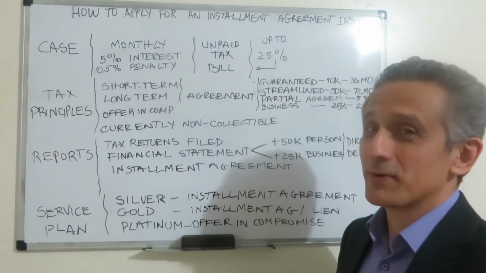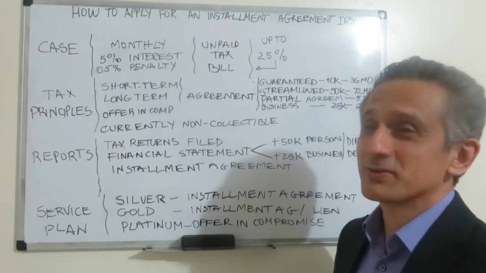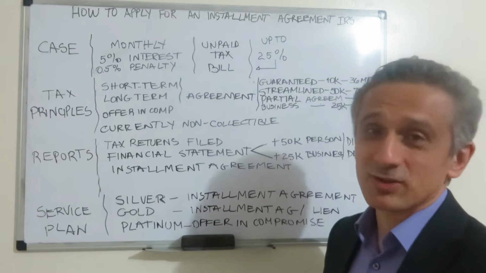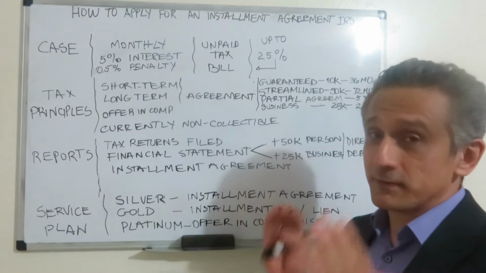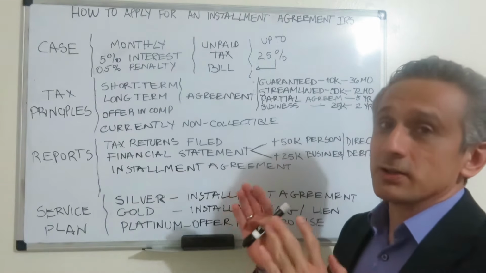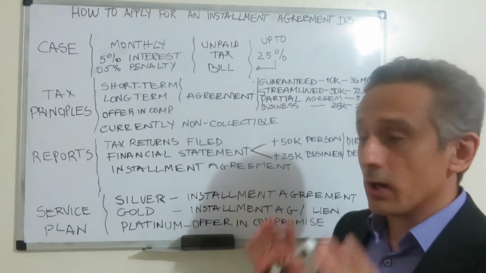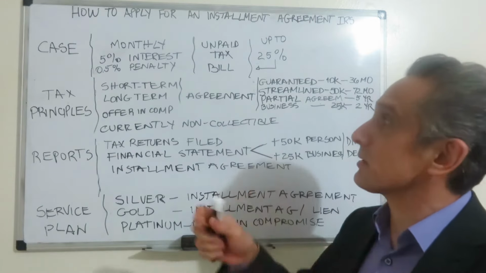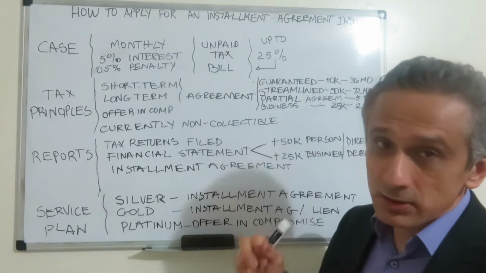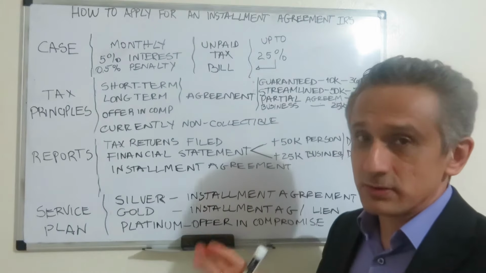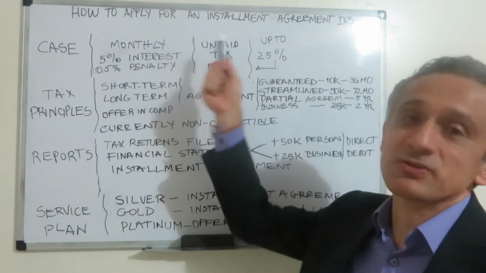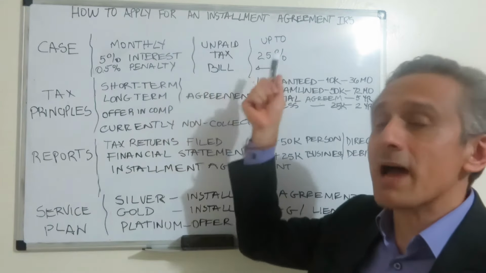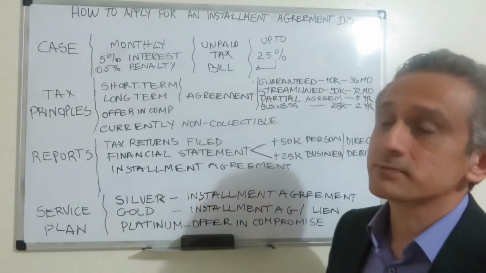I am the CPA of the firm Fast CPA Consultants, and today we're going to speak about how to apply for an installment agreement. The case for an installment agreement comes from the fact that there is some money owed to the IRS. Now, you have to remember that if there is an unpaid tax bill, there are some consequences. One of them is interest, a monthly interest of 5%, calculated over the balance of the unpaid tax bill.